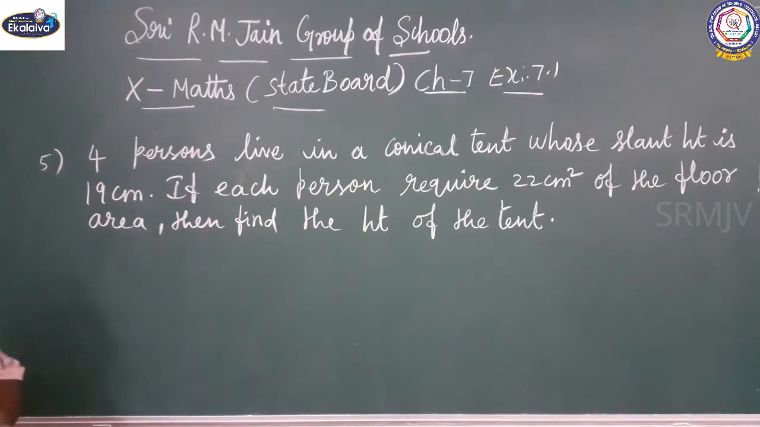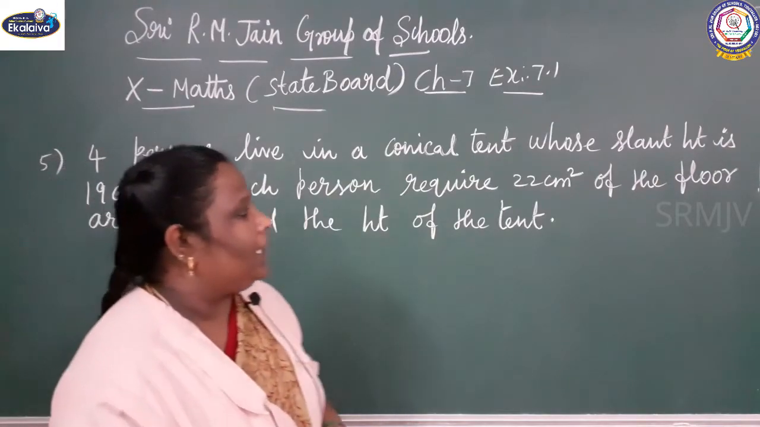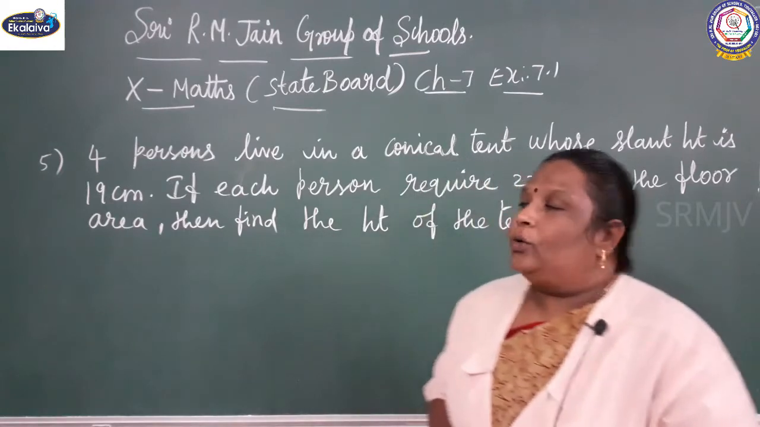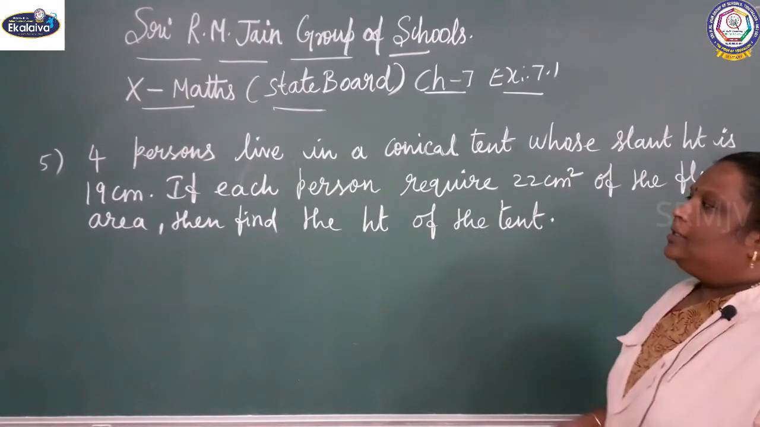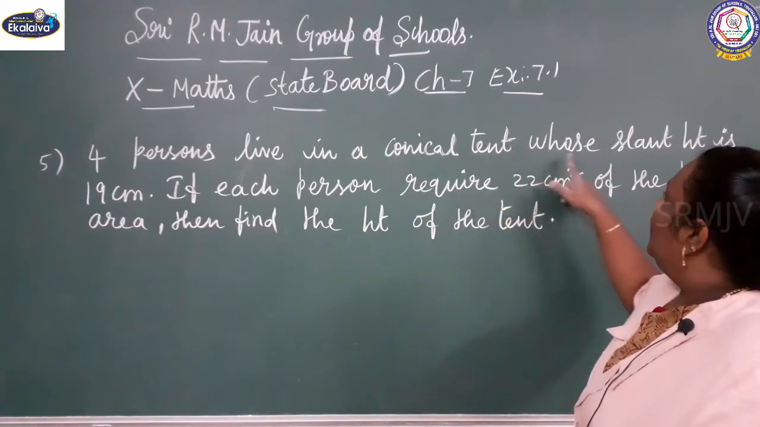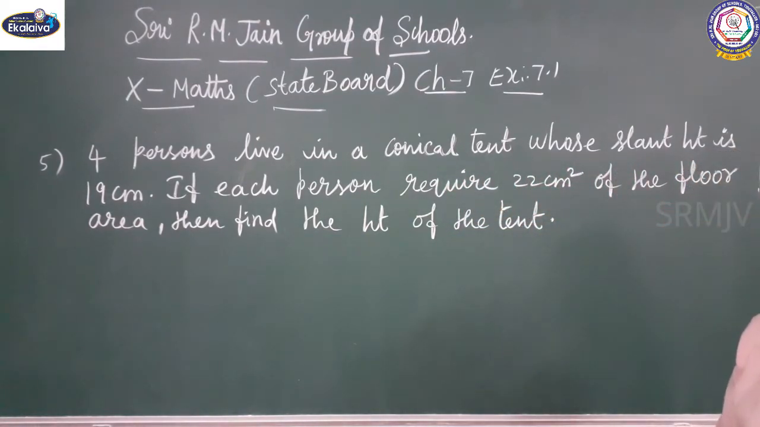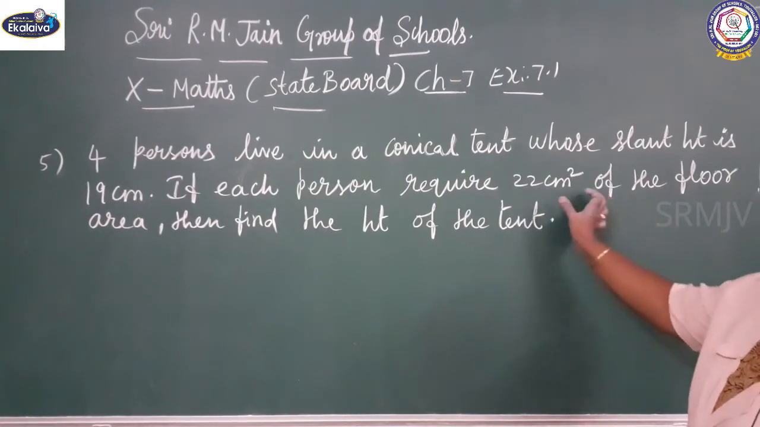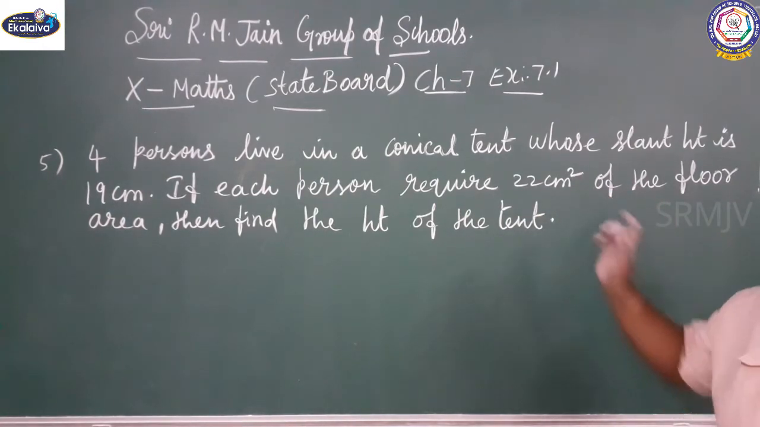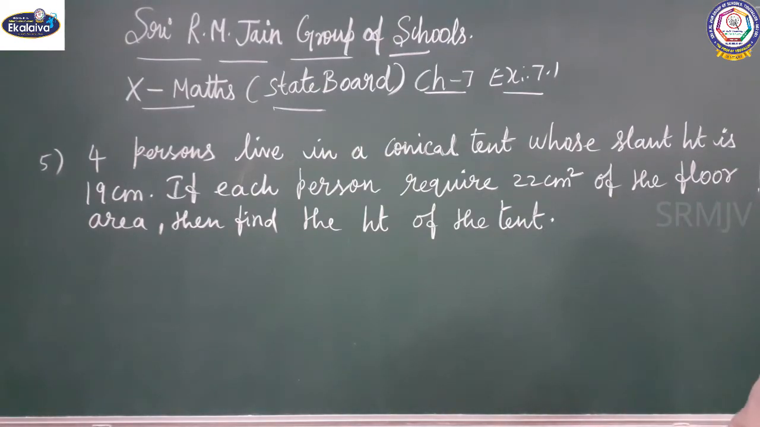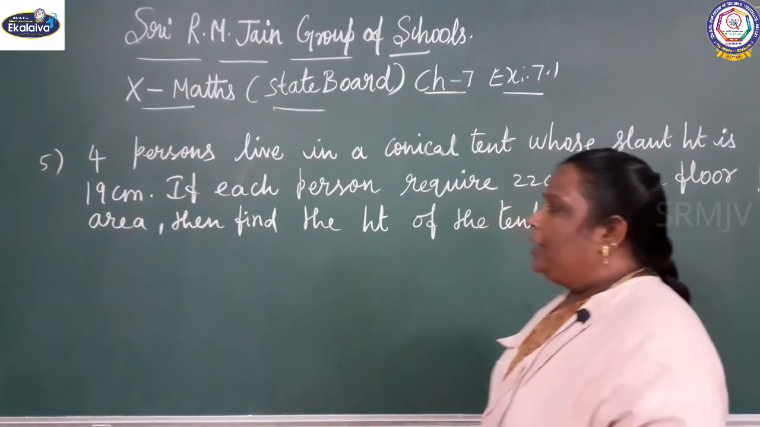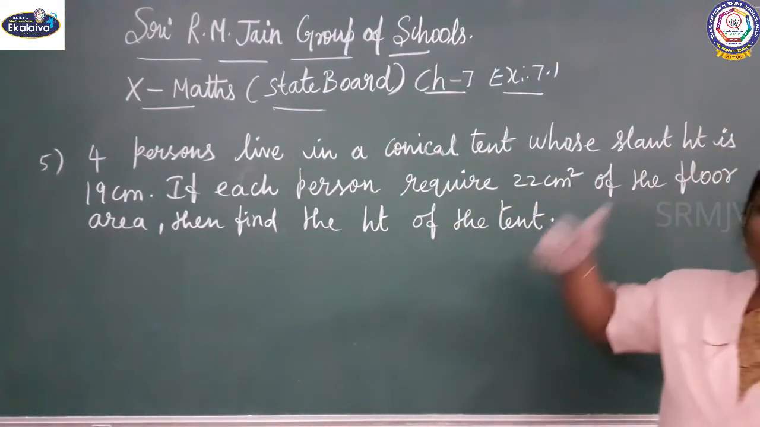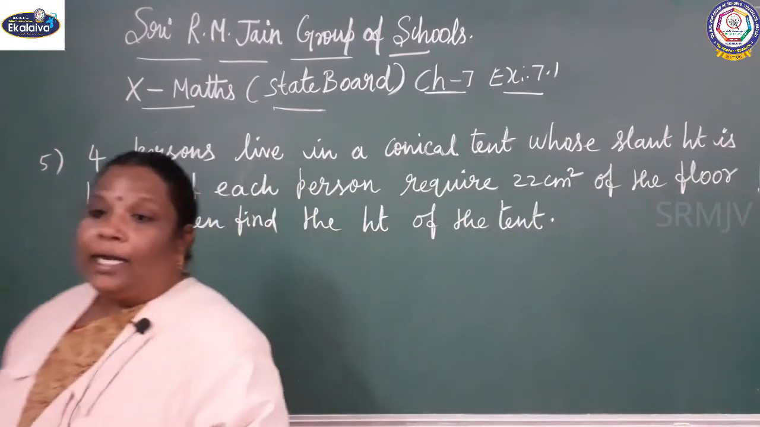See the fifth sum. 4 persons live in a conical tent whose slant height is 19 centimeter. If you are going for a trekking, you can make a conical tent. Just imagine. If each person requires 22 centimeter square of the floor area, the area of the floor where you can sit, then find the height of the tent.